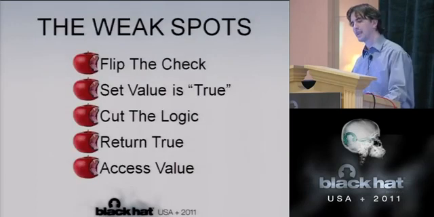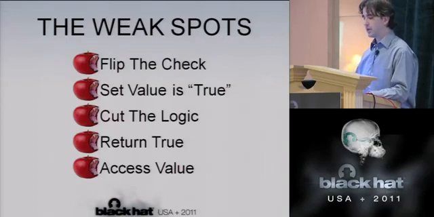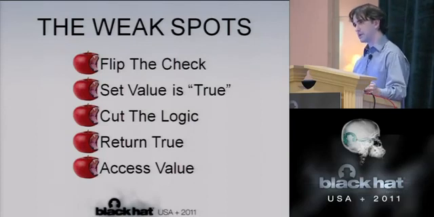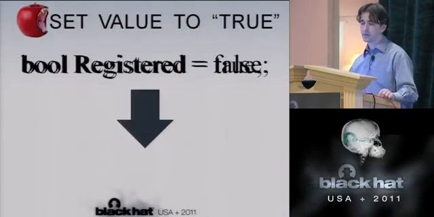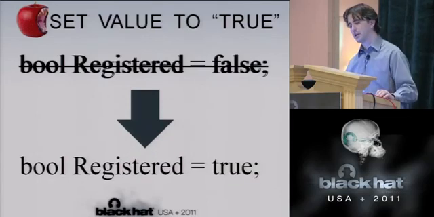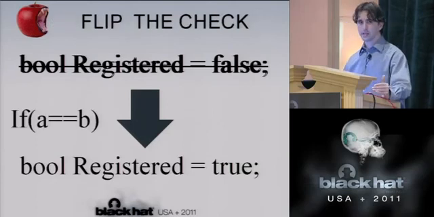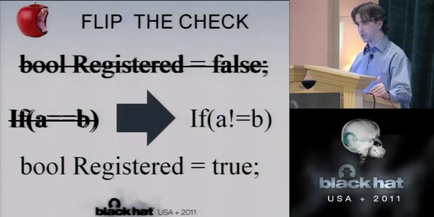protection. The weak spots that you want to go after when you're attacking an application to develop your cracks, you can flip a check. You can set a value to true, you can cut the logic, you can return true, or you can access a known value inside the application that you want. Simply registered equals true is very effective. There's a good number of applications out there that will register your application. Or in the case of a password check, I could have said, does A equal B? Instead, does A not equal B? And only invalid passwords will get you through.